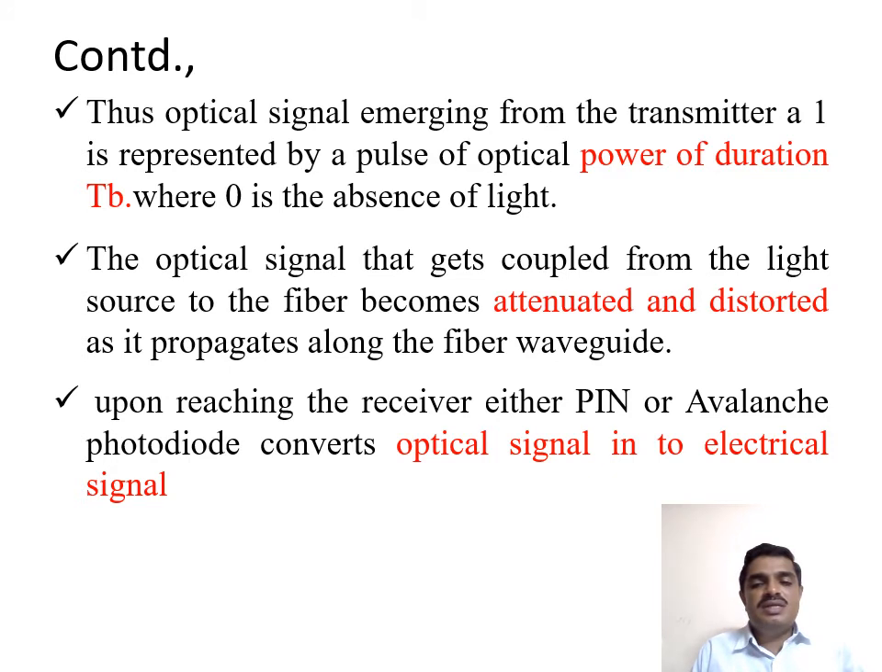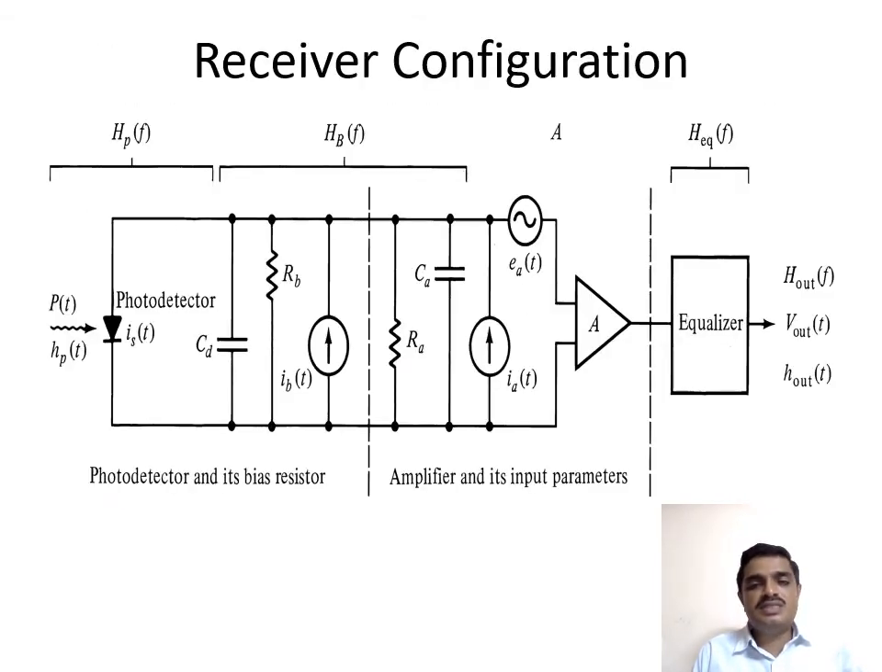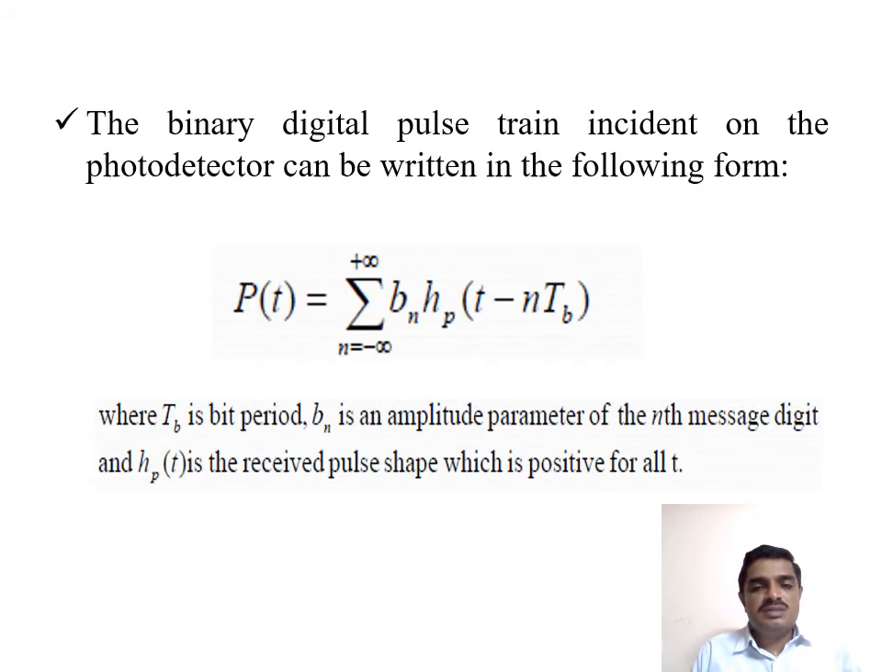The optical signal gets coupled from the light source to the fiber, becomes attenuated and distorted. Upon reaching the receiver, either a PIN or avalanche photodiode converts the optical signal to an electrical signal. This is our receiver configuration. It consists of a photodetector, amplifier and input parameters, and an equalizer unit. The binary digital pulse train incident on the photodetector is P of t equals the summation from n equals minus infinity to plus infinity of B of n hp of t minus n Tb, where Tb is the bit period, B of n is the amplitude parameter of the nth message digital bit, and hp of t is the received pulse shape.